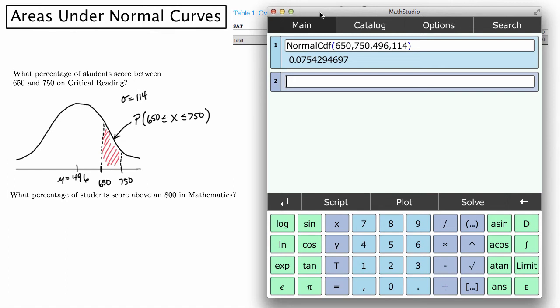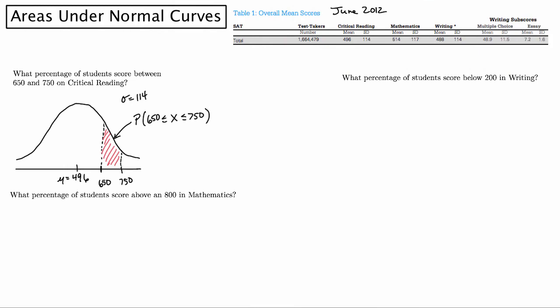So we're looking at 0.0754, let's say. All right, so this probability is 0.0754 or 7.54% of people score between 650 and 750 on this particular iteration of the test.